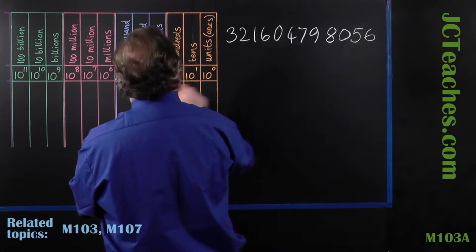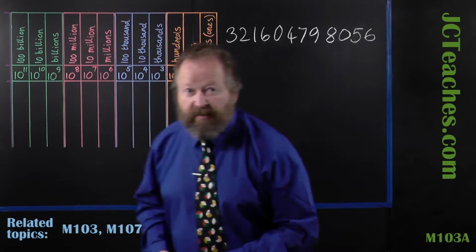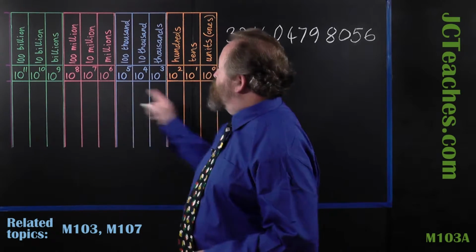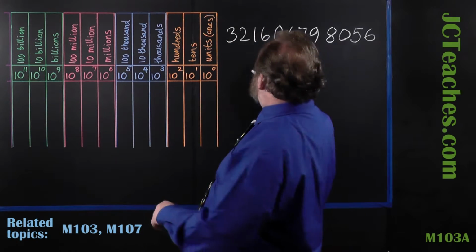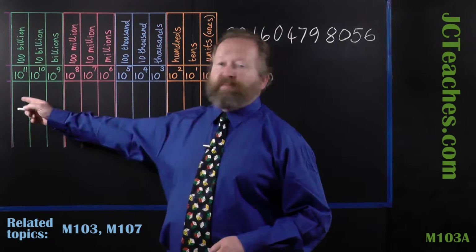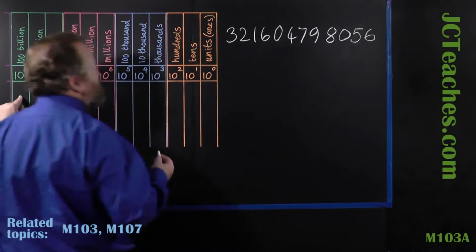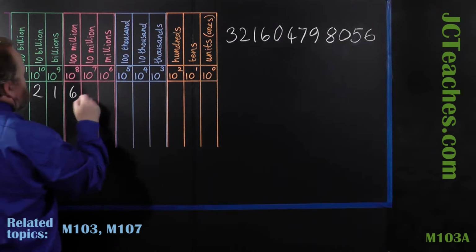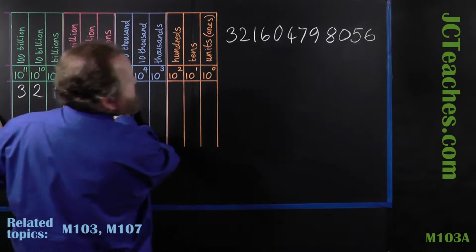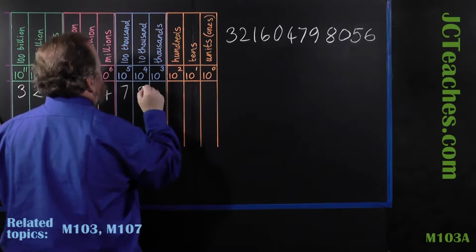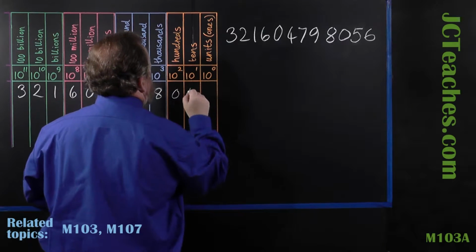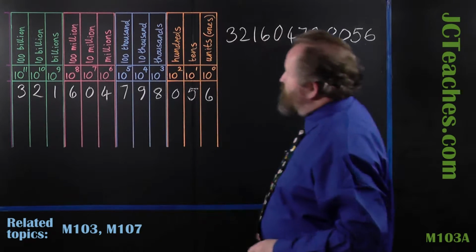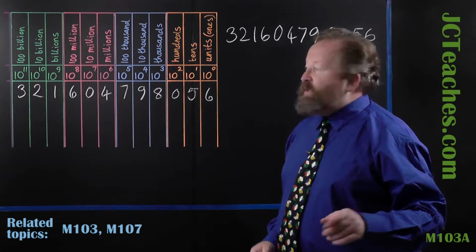Now, as an example, we're going to use this very large number up here. To help us work out what's going on, I'm going to write that number into this table. I know that that number has got the same number of digits as I've got columns in the table, so I can start at this end over here. 321,604,798,056. Okay, there's my big number.